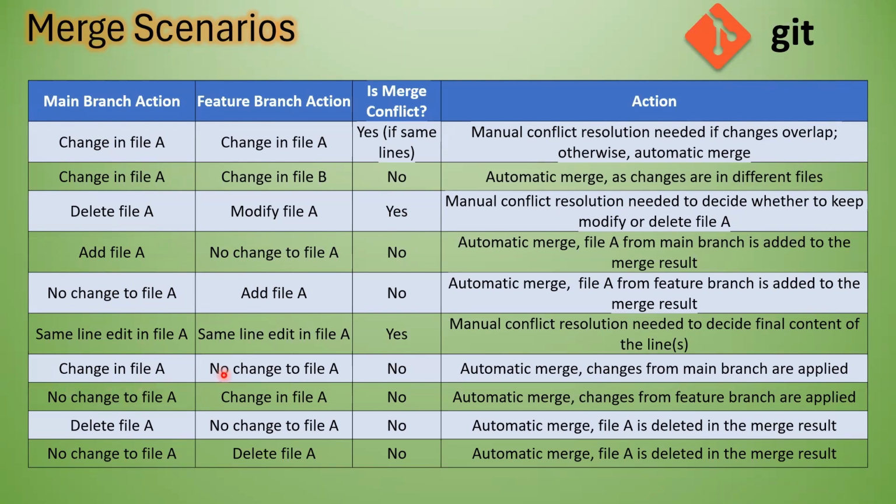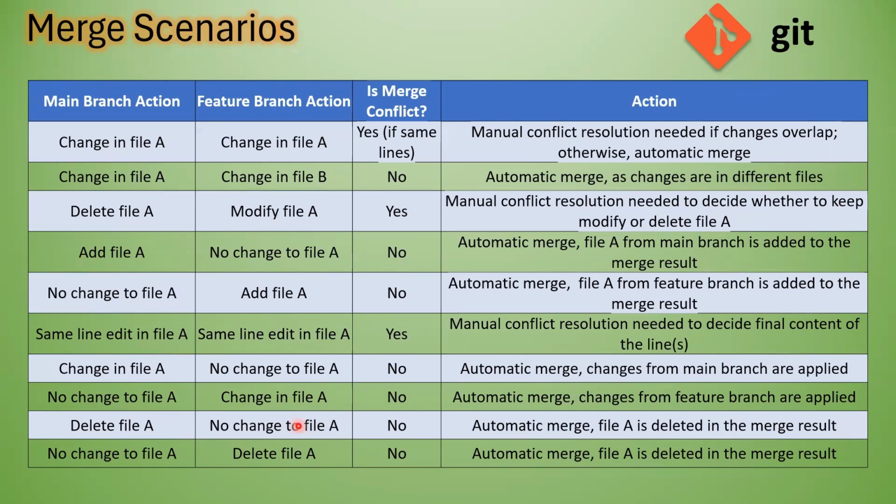Change in file A, no change in file A. Obviously this change in file A will be taken into the new merge commit. No change in file A, change in file A. Obviously the change in file A will be taken and merged into the main branch. Delete file A, no change in file A. So basically in the feature branch, you are not making any changes.